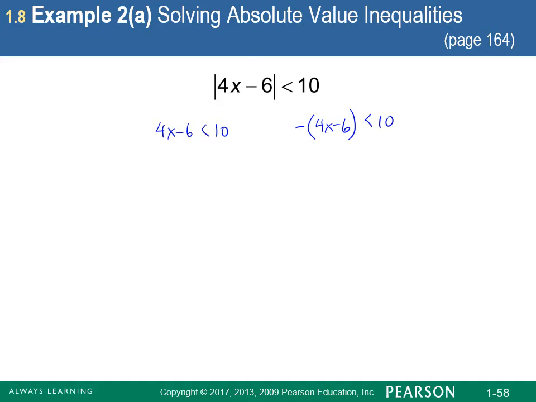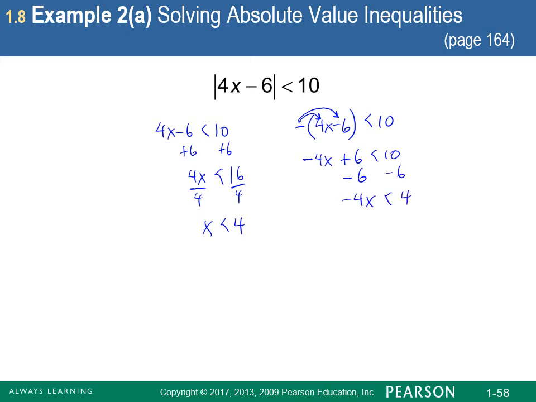So in the first one, if I add 6 and divide by 4, and the second one, if I distribute the minus sign just like we did in the beginning, subtract 6, and divide by negative 4. So remember from the previous section, a couple of sections ago, when we divide by negative, we reverse the direction of the inequality.